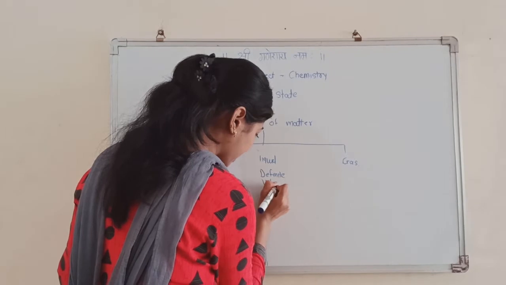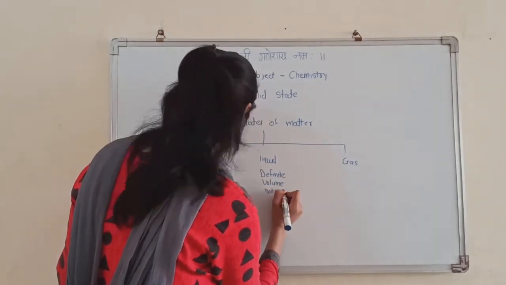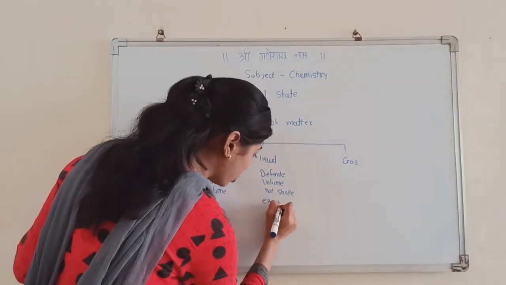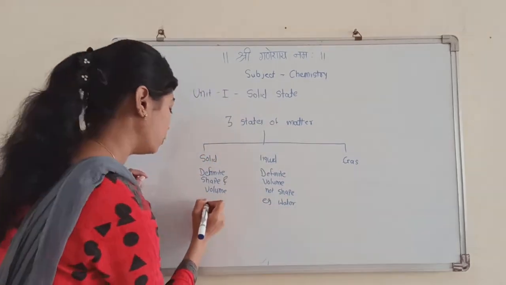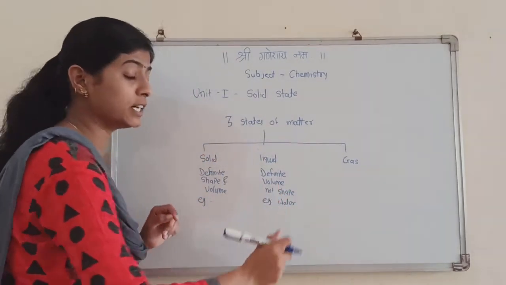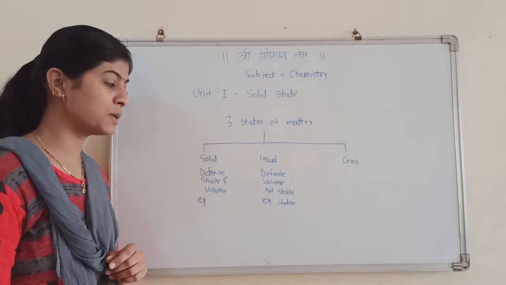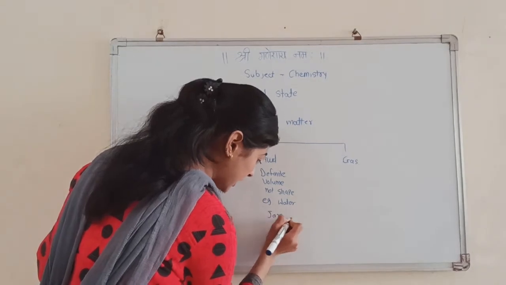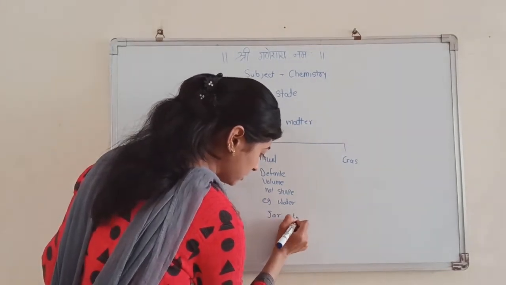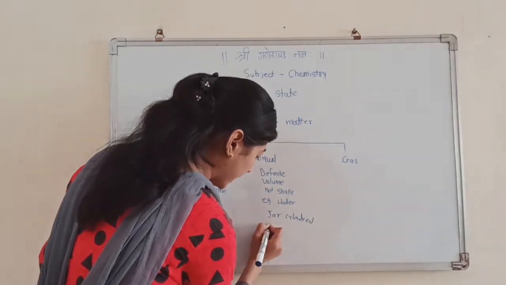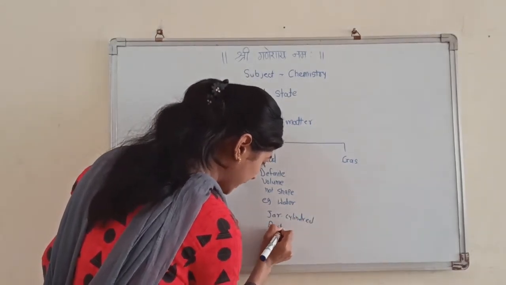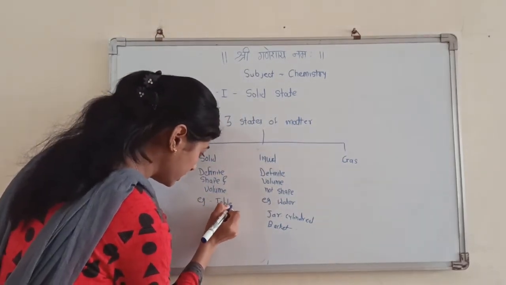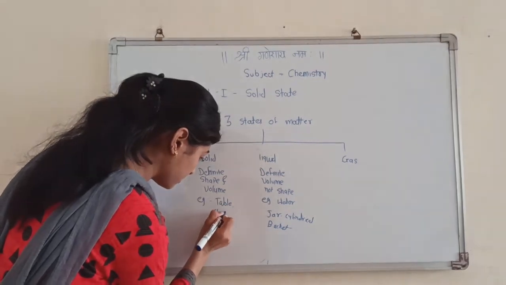but not definite shape. For example, water. If we take 1 liter of water in a jar and then transfer it into a bucket, firstly in the jar the shape of the water will be cylindrical, and then when we transfer it into a bucket, the shape will change. Examples of solids: table, chair, etc.